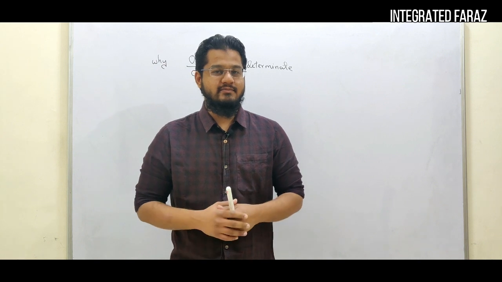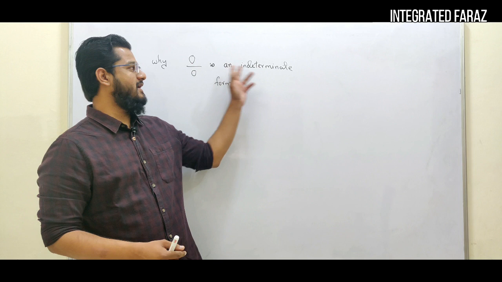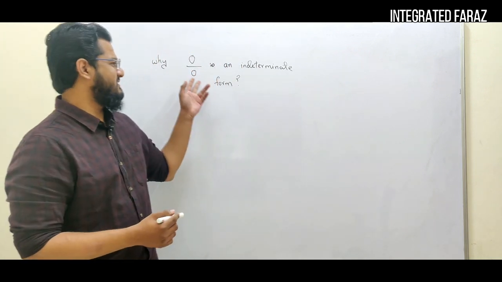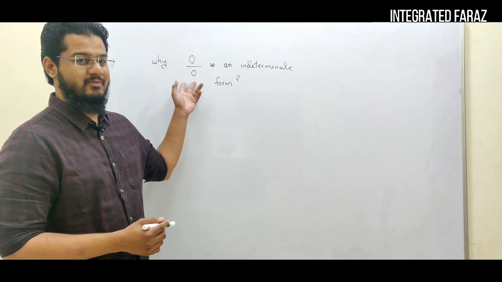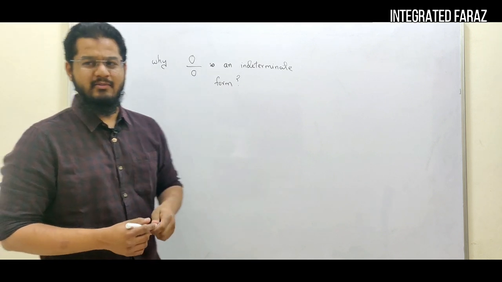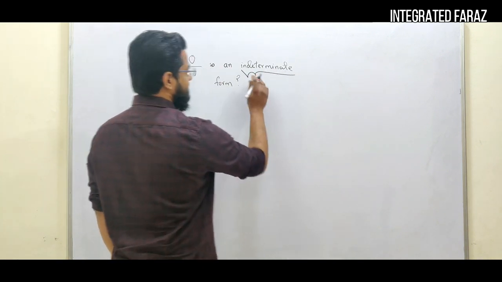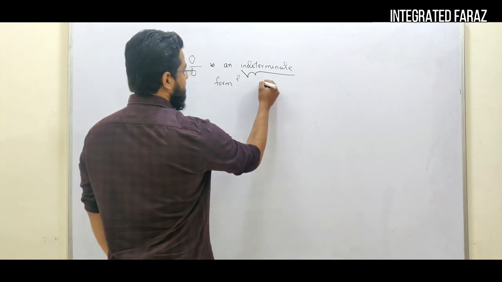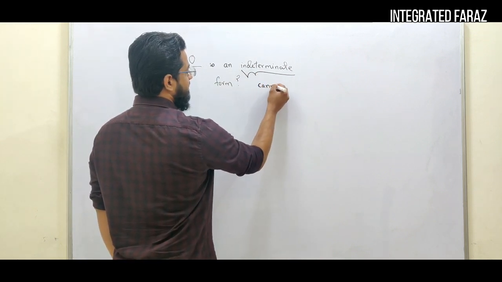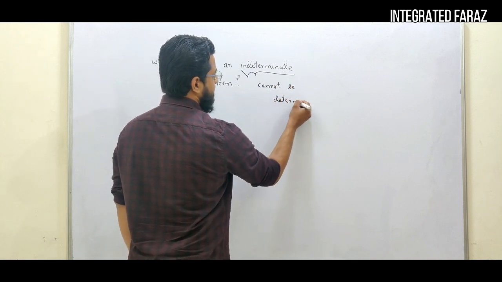In today's lecture, we are going to discuss why 0 by 0 is an indeterminate form. First of all, we have seen this thing, right? All the science students know about this. And have you ever wondered why it is an indeterminate form? First of all, what does this term mean? The term indeterminate means cannot be determined, you cannot calculate it basically.